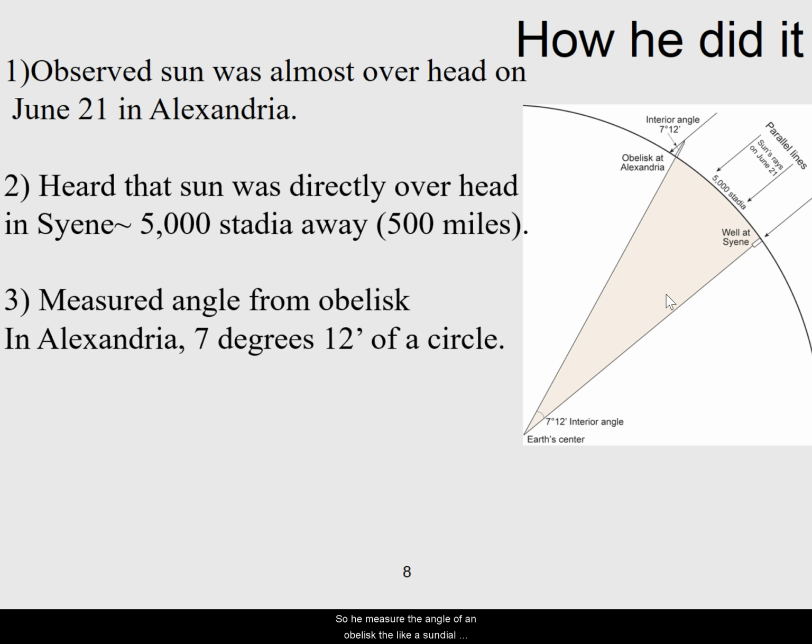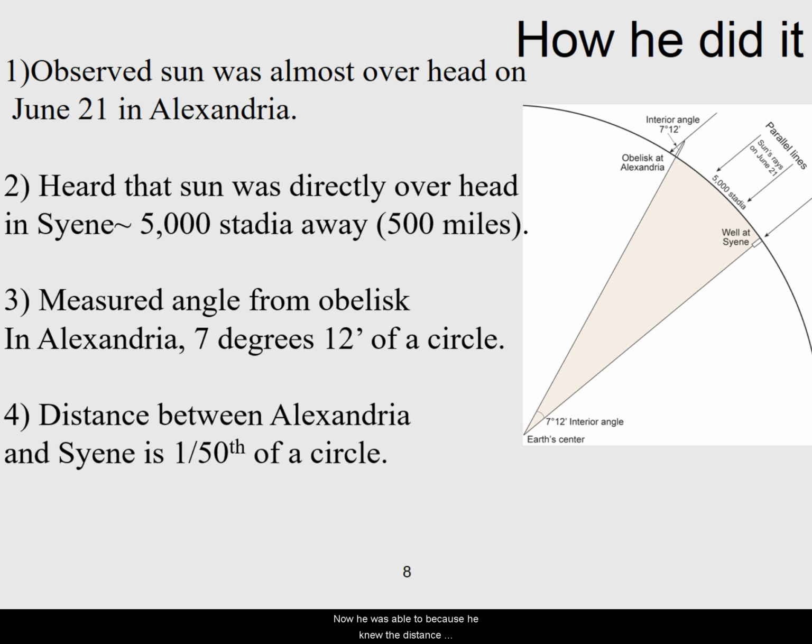So he measured the angle of an obelisk, like a sundial in Alexandria, so that the shadow of the sun, which was almost overhead but not directly overhead, was about 7 degrees and 12 minutes of the angle of a circle. So you can see that the interior angle of that shadow measurement is represented right here as 7 degrees and 12 minutes.